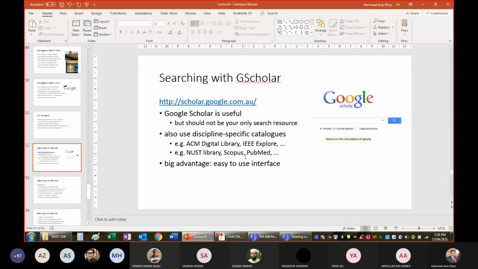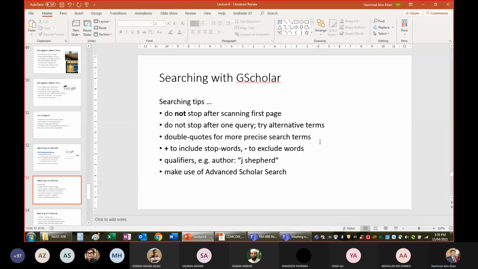So Google Scholar is not the only search source. There are others, like ACM Digital Library, IEEE Xplore, NUS Digital Library, Scopus, and PubMed, and a big advantage is an easy-to-use interface. The point about Google Scholar is that its interface is very easy. You can search any person, an article, a journal, or keywords, whatever. As a searching tip, do not stop after scanning the first page.